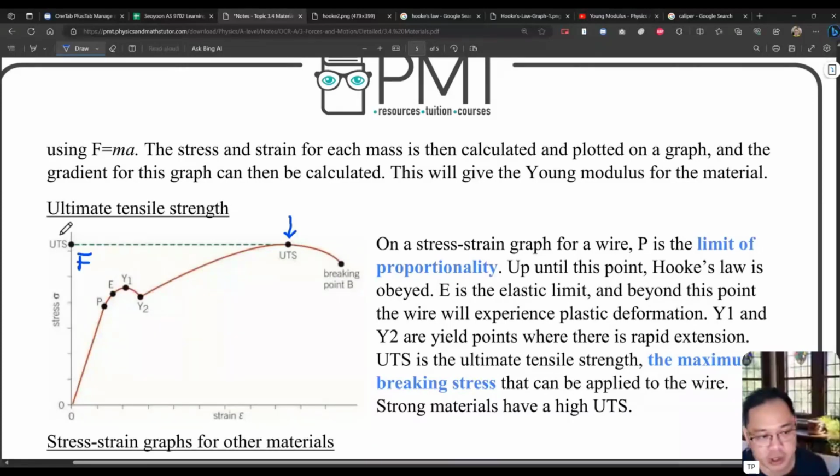Stress here is the force over area. So when the force surpasses this point, the string breaks.